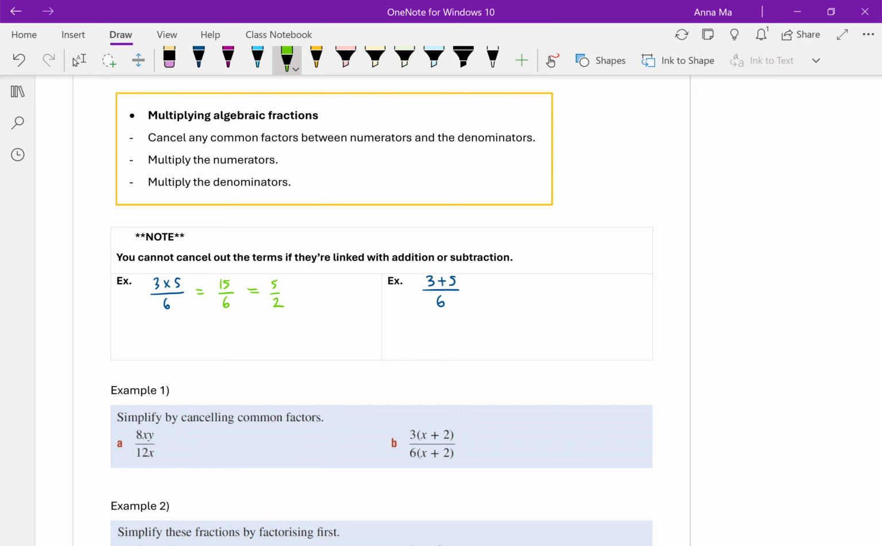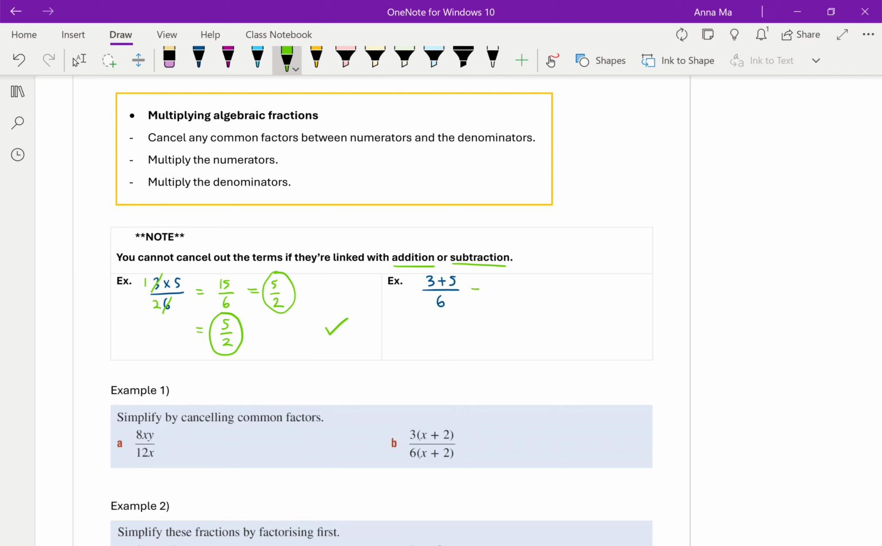Now if you were to cancel out the common factor first, I could have crossed out the 3 and the 6 here, make them into 1 and 2 by dividing both by 3, and as a result get 1 times 5, which is 5 over 2. And I end up getting the same answer. So that's perfectly fine, but have a look at the case where the terms are linked with addition or subtraction.